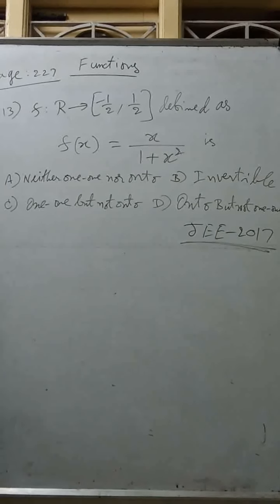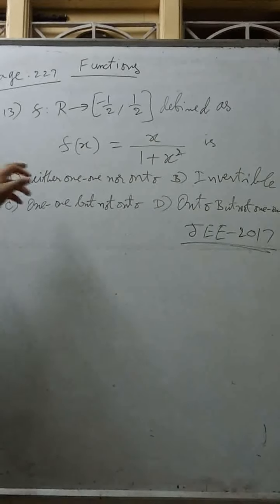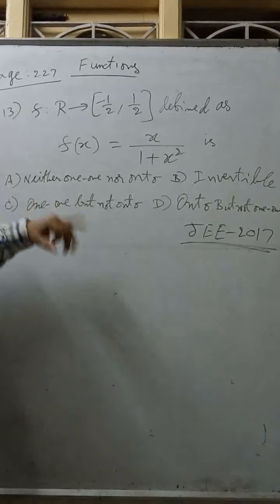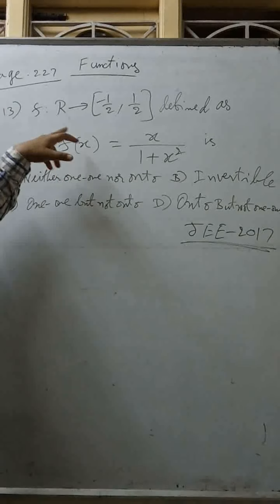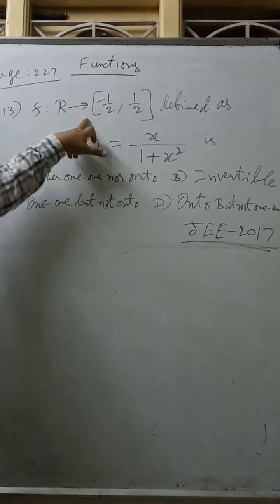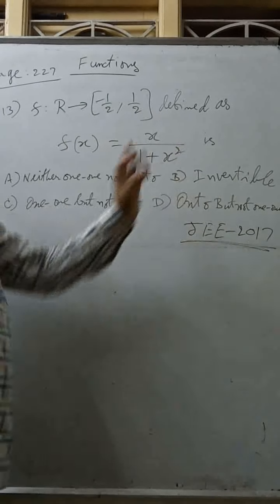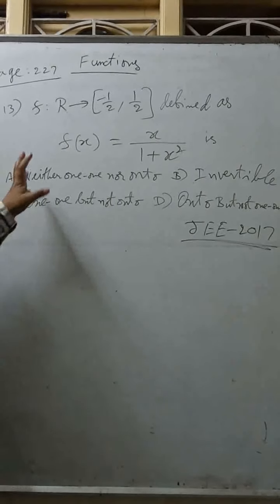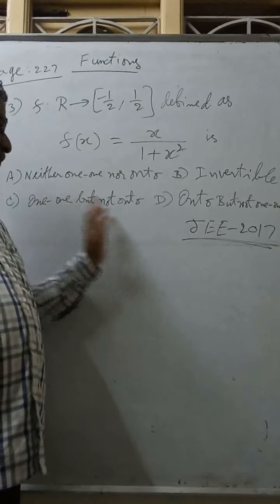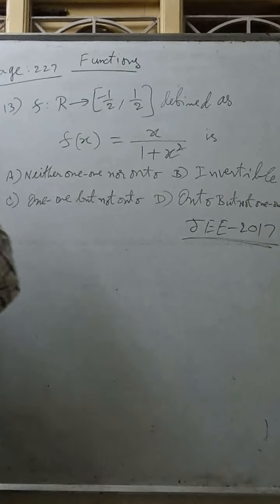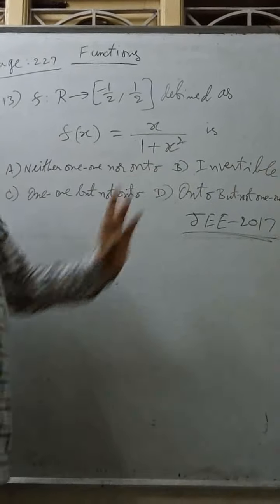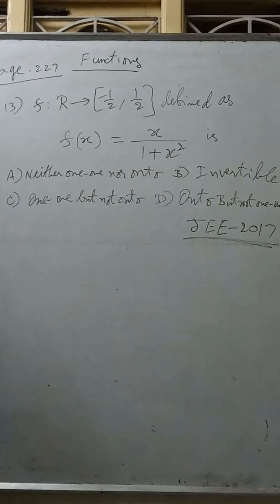One more question, also from JEE 2017. F is a mapping from R to minus 1 by 2 to 1 by 2, defined as f of x equal to x by 1 plus x square. Is it neither 1-1 nor onto, invertible, 1-1 but not onto, or onto but not 1-1? Which is the correct option?